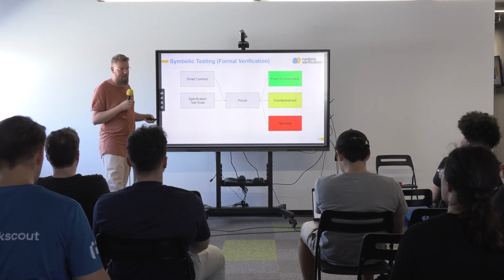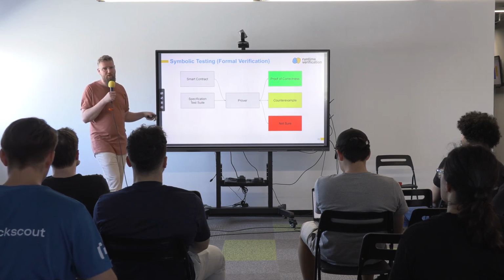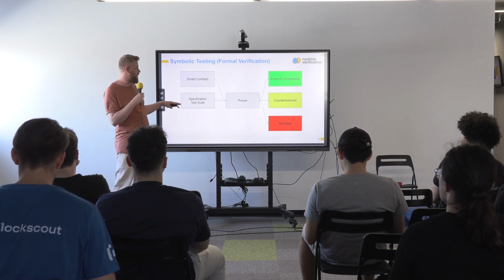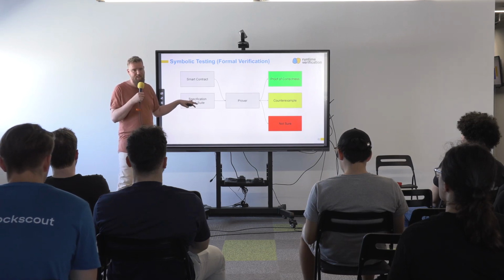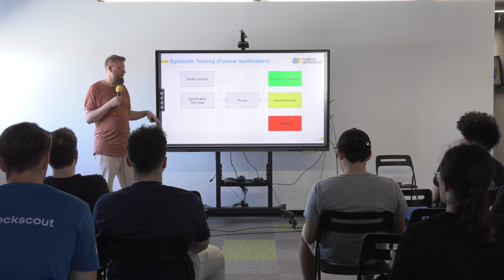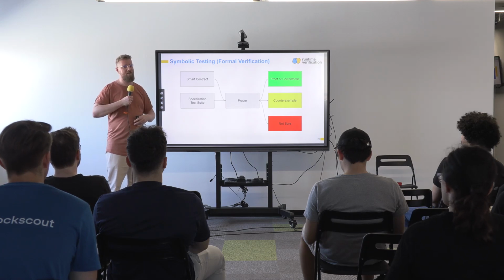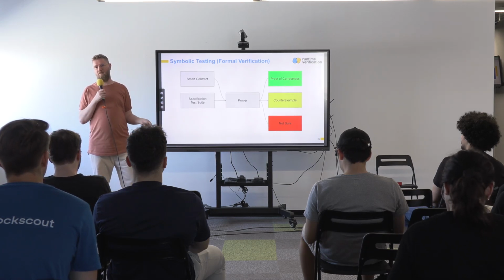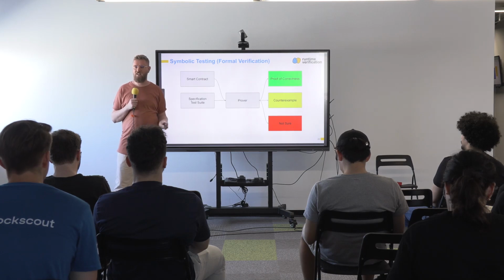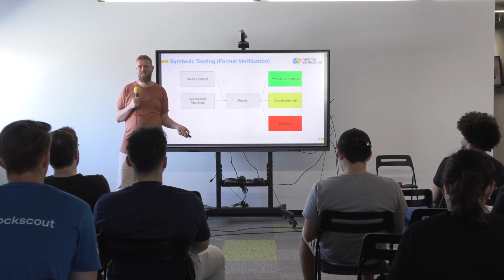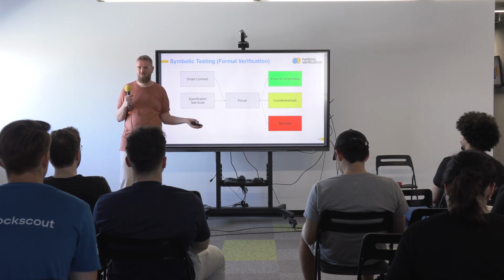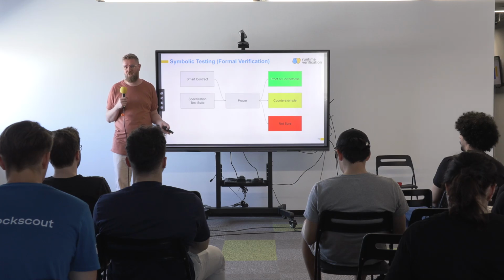So formal verification engineers like to call their test suites specifications. At Runtime Verification, we think, well, test suite. If you ask a developer to write a specification for their code, they don't know what to do. How do you, what do you mean by specification? How do you do that?